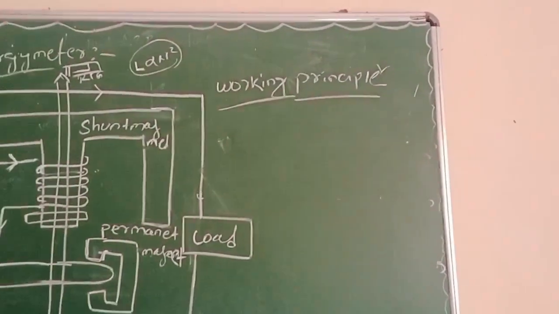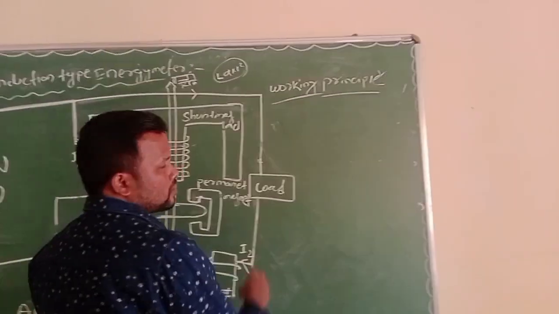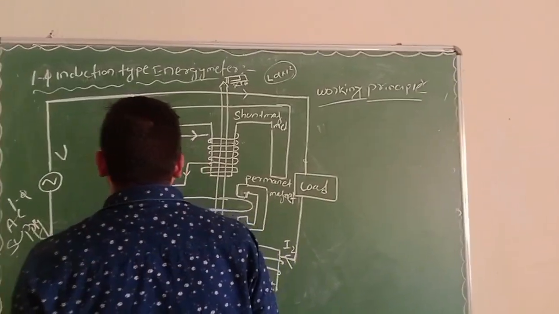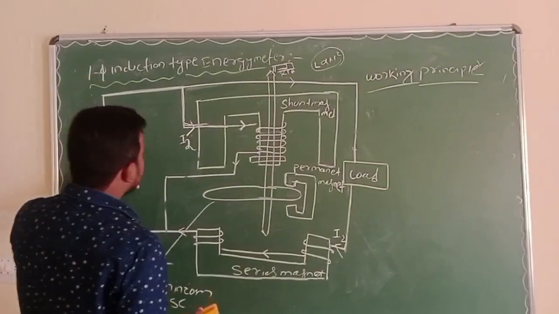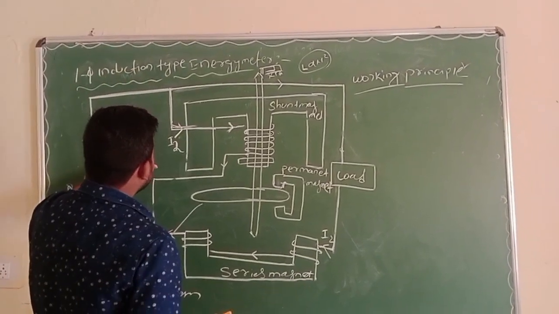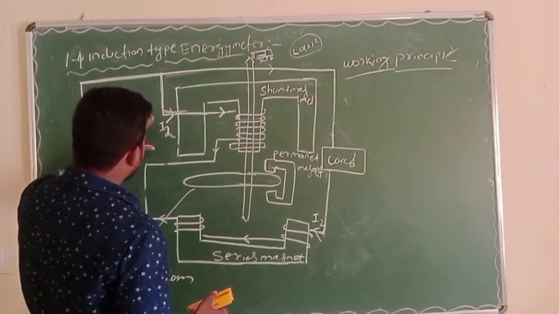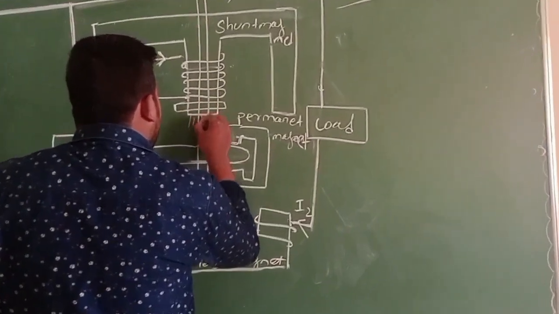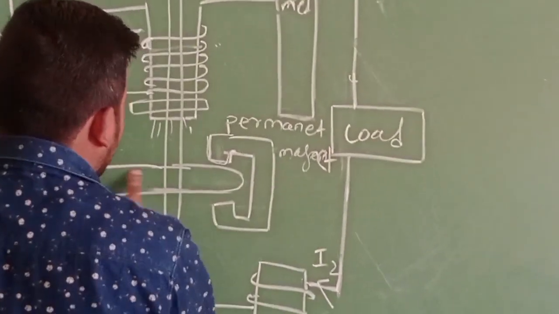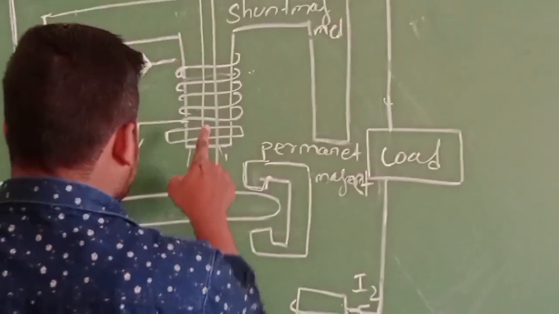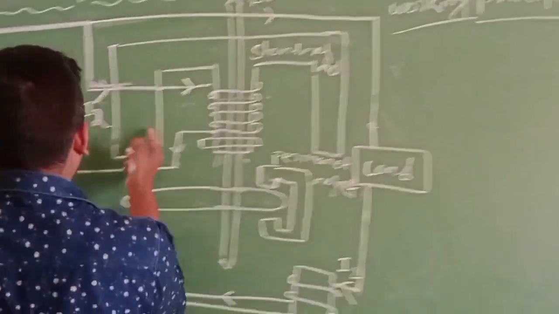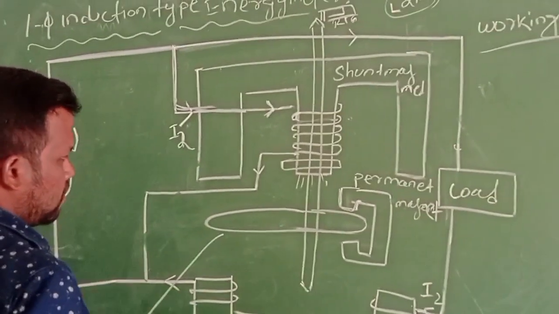This working principle is based on the induction type. Why induction type? If we apply a supply voltage, the current will be proportional to the voltage, and it will develop a flux in the aluminum disc. The flux will be proportional to the current, and the current will be proportional to the voltage.